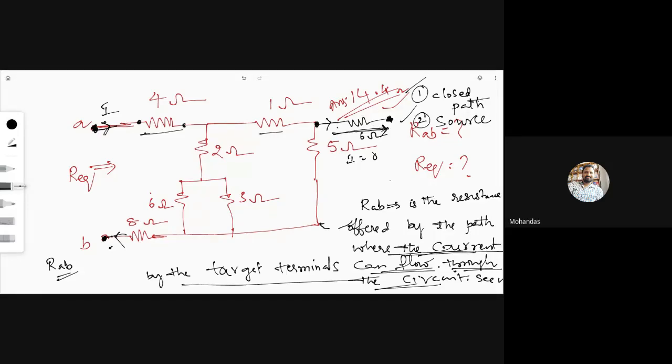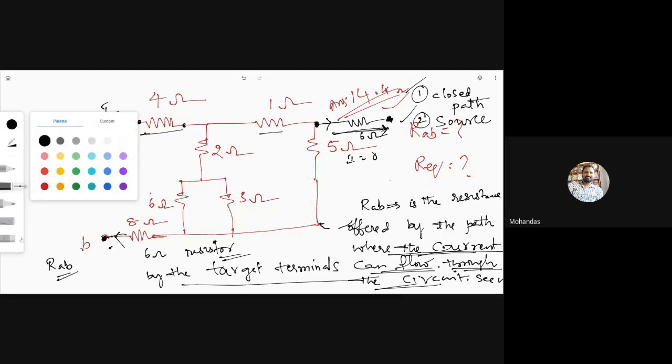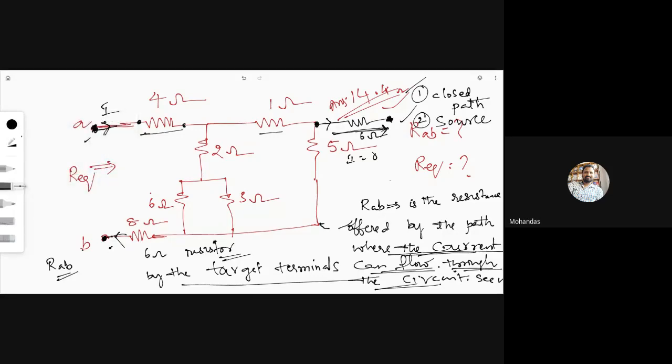So what I am trying to say is that while calculating the equivalent resistance between A and B, we can neglect the 6 ohm resistor, because the current is not flowing. That is the meaning of equivalent circuit. I hope you are understanding. So there must be a closed path, then only the current can flow, then only we can consider that resistance. I explained the 6 ohm resistor for understanding purpose, but the actual circuit is this. Now how to solve this one here?